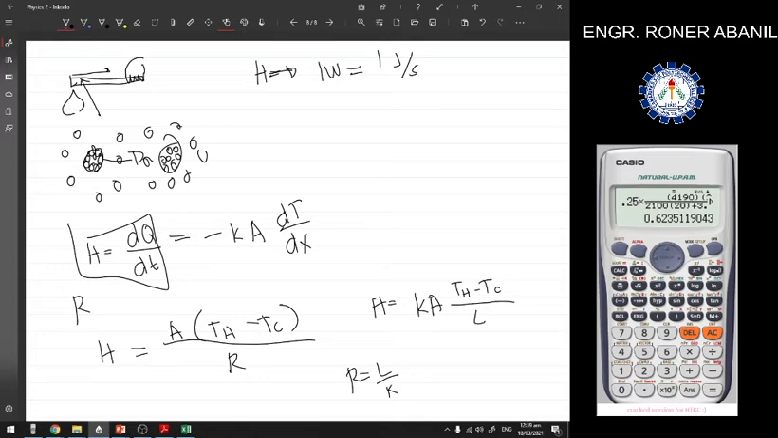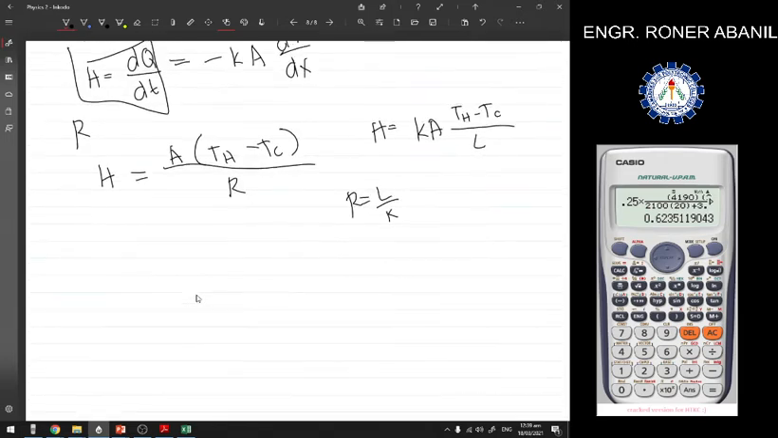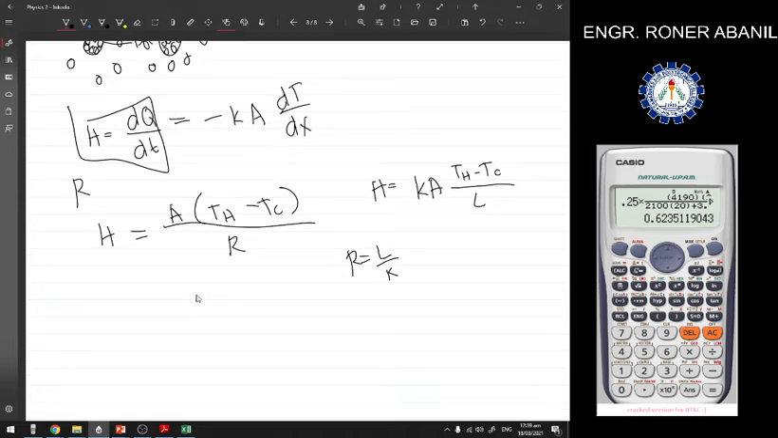So, yung L is the thickness of the slab, no? So, yung R natin, so ang unit ng R natin is 1 square meter multiplied by kelvin over watt. Okay? And the units used for commercial insulating material sa US is H expressed in BTU per hour.